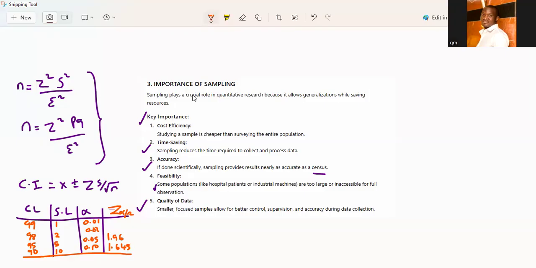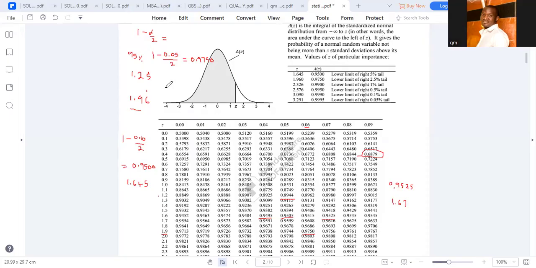Okay, let's try 98%. Who wants to try 98%? What do we do? 1 minus 2%, which is 0.02, over 2, which will give us 0.99. 0.990. So that's clear.